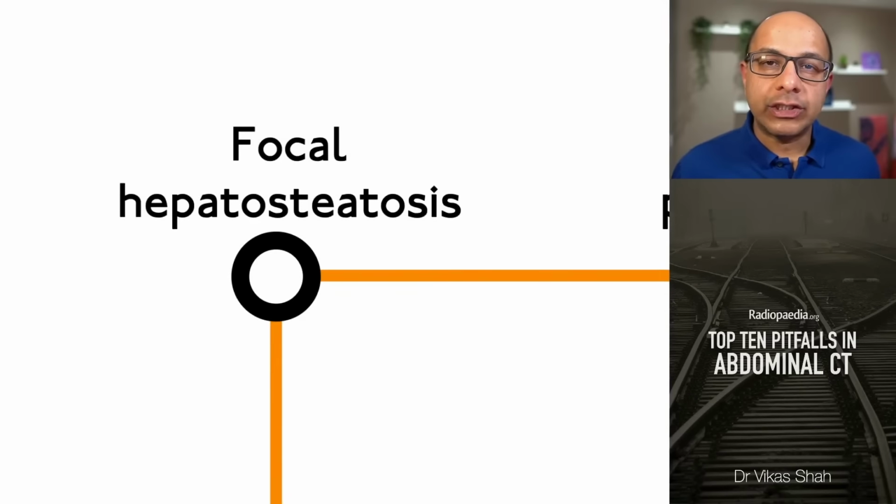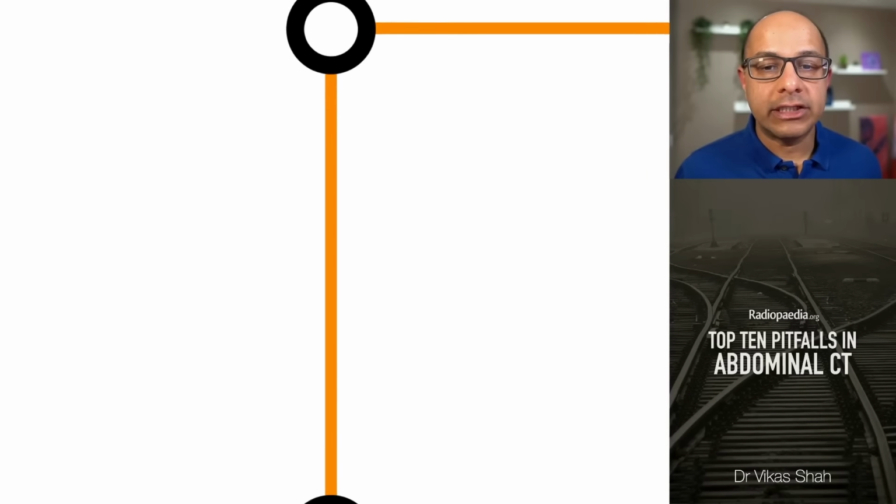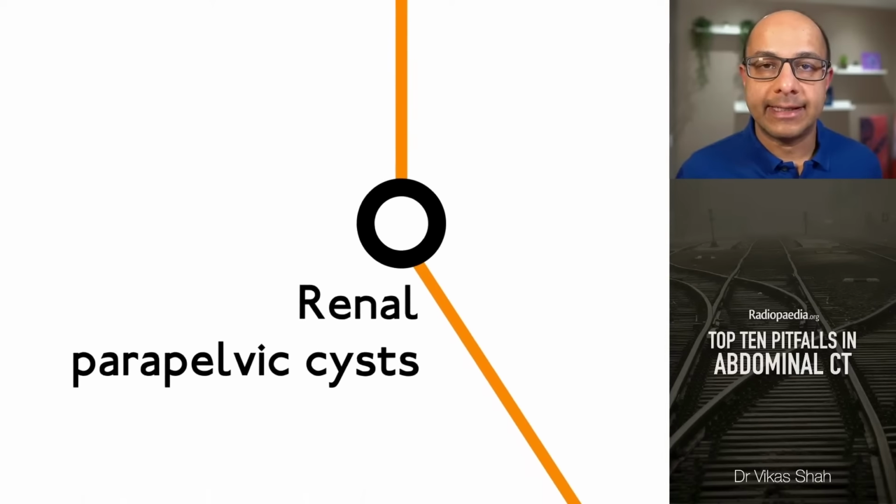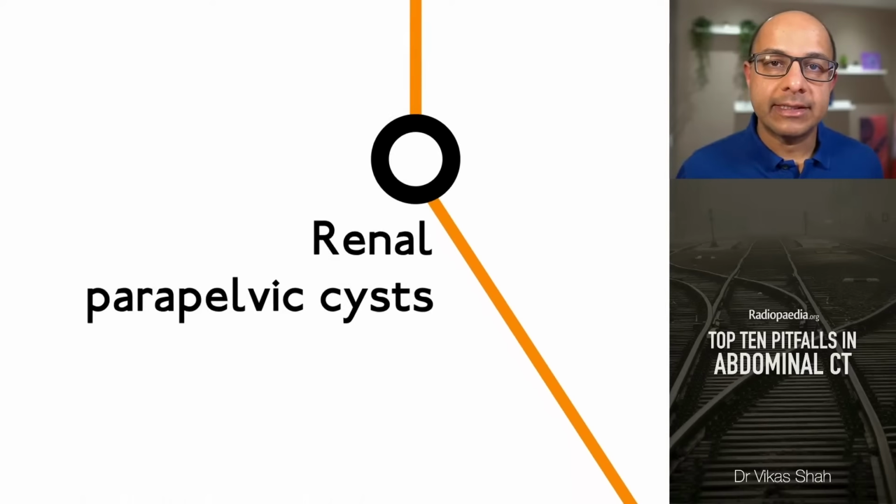For our next stop, we're going to head over to the kidneys, and we're going to look at renal parapelvic cysts. And this is important because this can mimic hydronephrosis and could lead to unnecessary interventions in patients. But fortunately, there are ways in which we can avoid making a mistake and get this diagnosis correct.